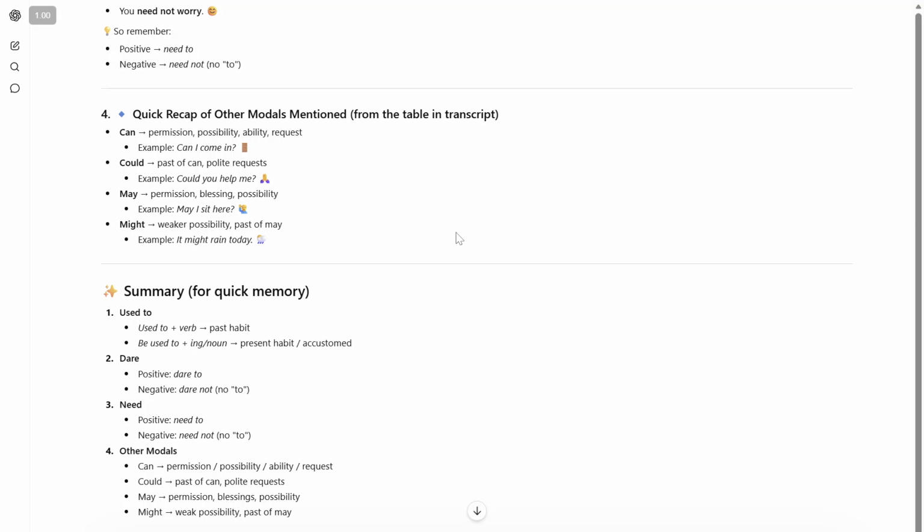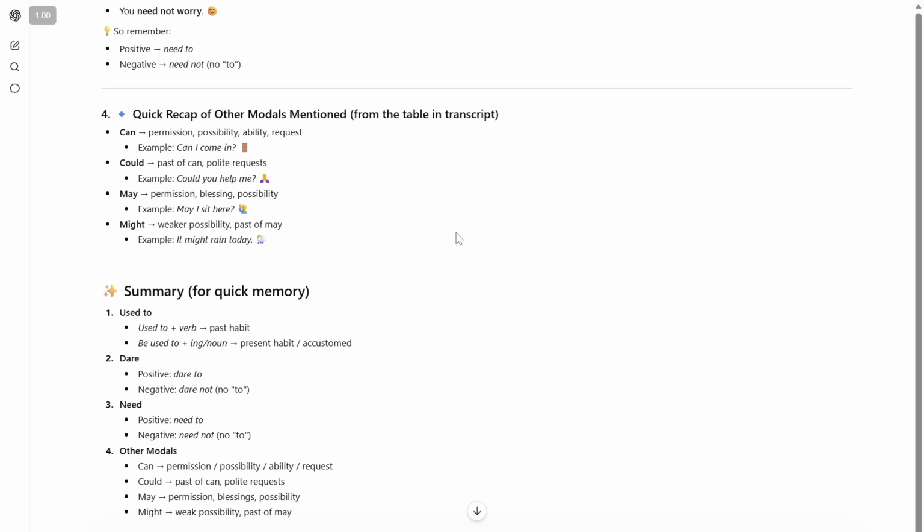Summary for quick memory. 1. Used to plus verb, past habit. Be used to plus verb-ing or noun, present habit, accustomed. 2. Dare: positive, dare to; negative, dare not, no to. 3. Positive, need to; negative, need not, no to. 4. Other modals. Can: permission, possibility, ability, request. Could: past of can, polite requests. May: permission, blessings, possibility. Might: weak possibility, past of may.